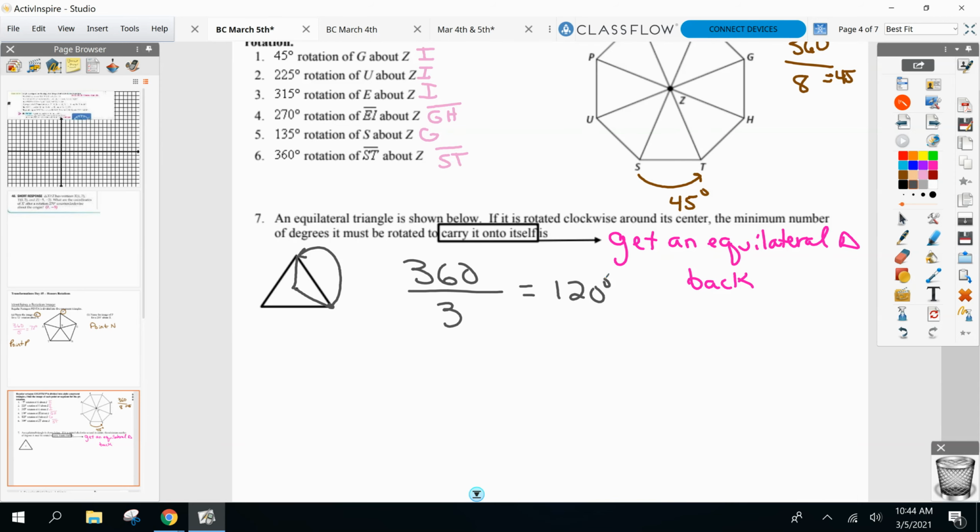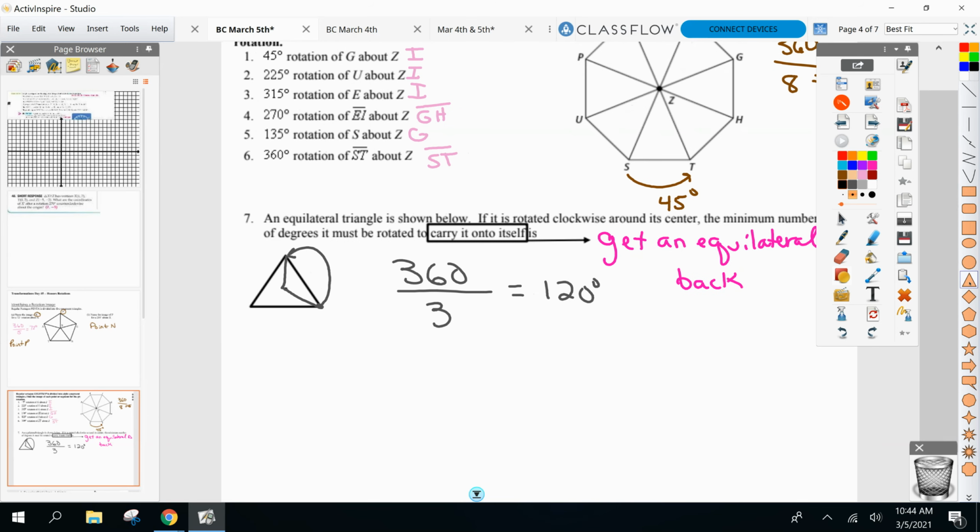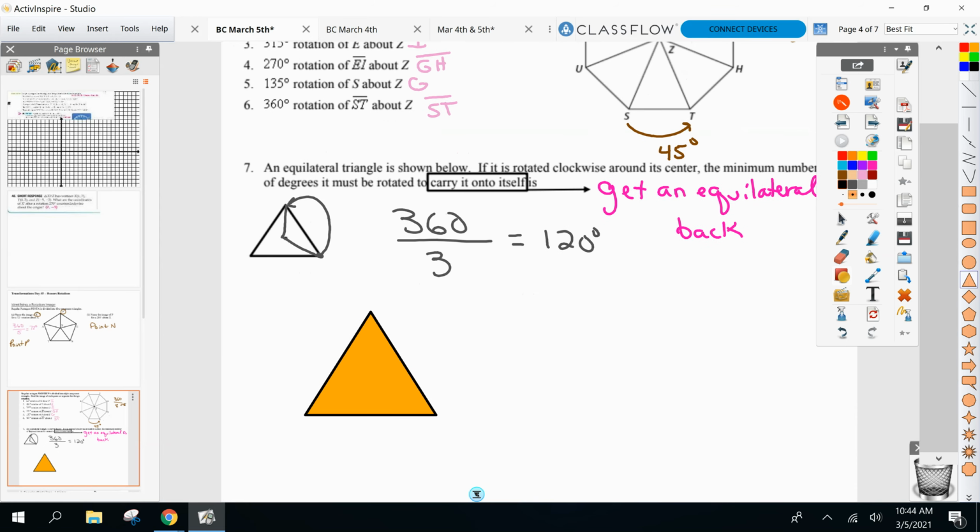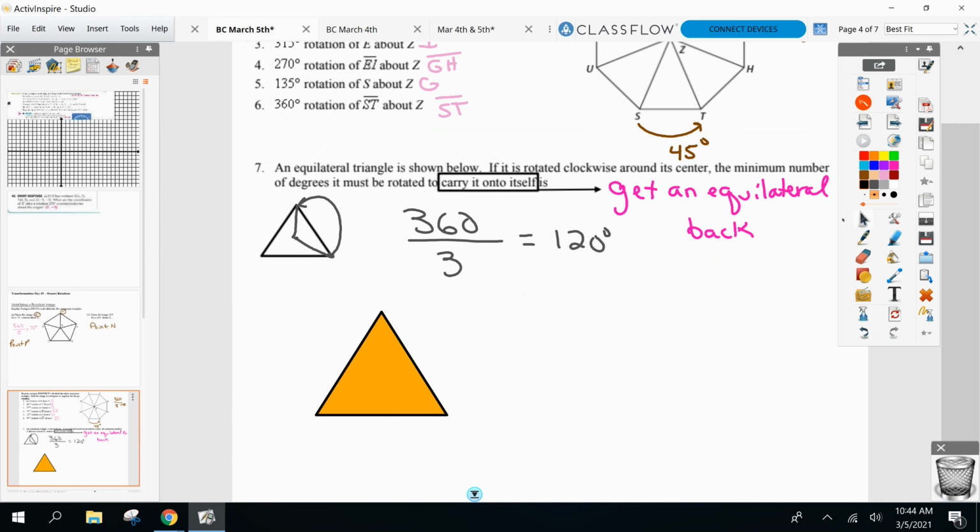So here's what I mean. Let me get my equilateral triangle up here. There's my equilateral triangle. All right, let me copy it. Move that over here. If I start rotating this, that's not the same thing I started with, right? I have to keep going.